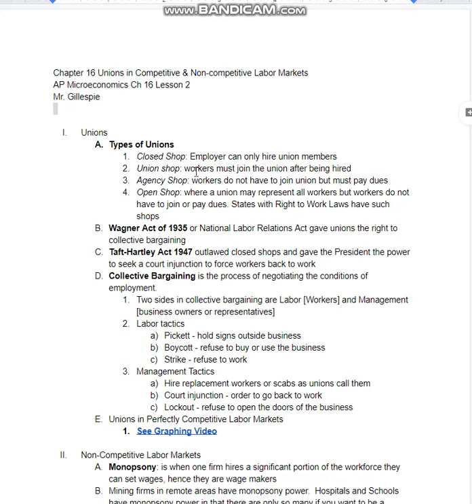You have a union shop. Workers must join the union after being hired. Typically, about 30 days is when they have to join the union. And that's quite common, especially in many industrial states, northern states. Union shops still exist. Agency shops are where workers do not have to join the union, but they must pay dues. And then you have finally what they call an open shop. And this is where a union may represent all workers, but the workers do not have to join the union, nor do they have to pay the dues. States that have right to work laws will have open shops.